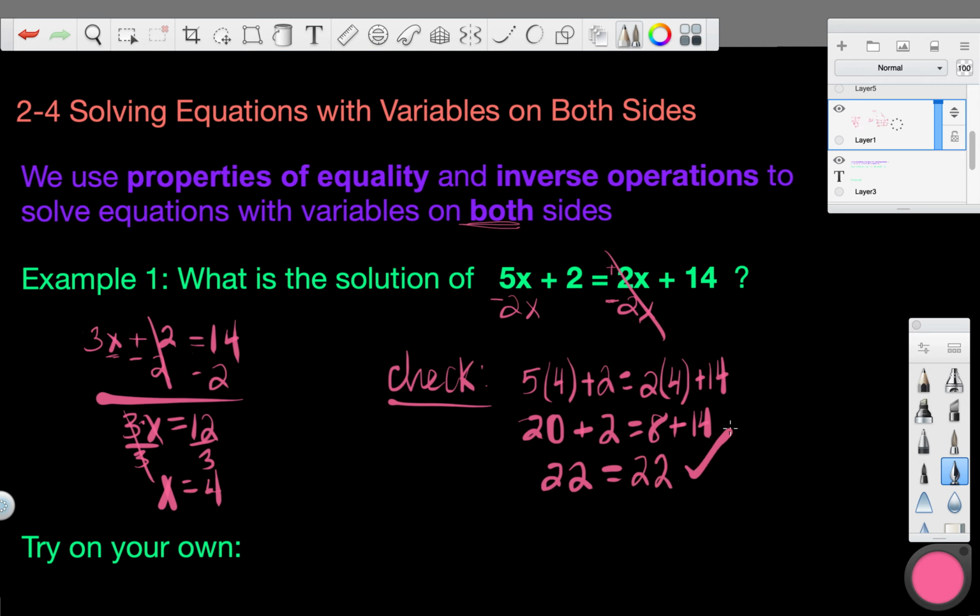So I'm good. Okay? Now I want you guys to try one on your own. You're going to try this problem. 7k plus 2 equals 4k minus 10. All right? So you guys try this one on your own. I'm going to move on.